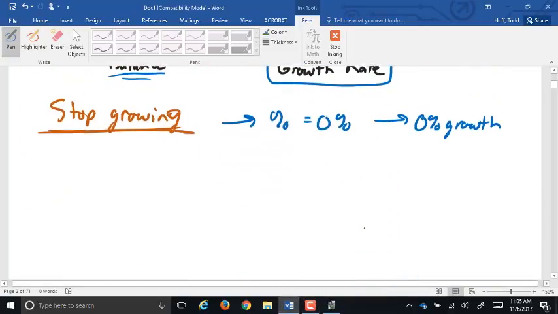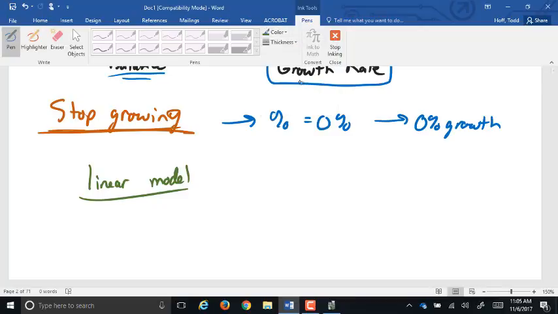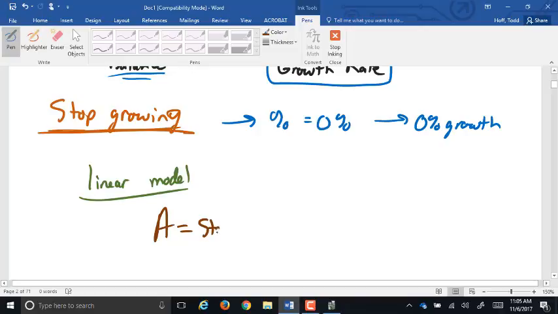So, reminder of a linear model. Remember, a linear model has two pieces to it. So the amount in a linear model is equal to, just like in our exponential model, there's a starting point, a starting value, starting amount. But unlike an exponential model, in the exponential model, it's multiplied by a growth factor. In a linear model, it's added or subtracted to a slope times our other variable. In this case, it's going to be time, times t.